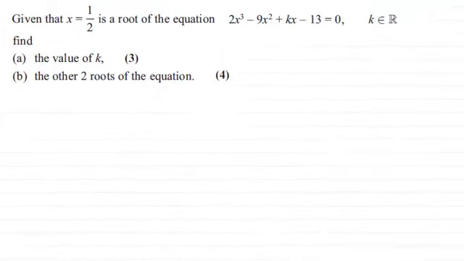Hi. Now, for this question, we're given that x equals a half is a root of the equation 2x cubed minus 9x squared plus kx minus 13 equals 0, where k is any real number. And we've got to find, in part A, the value of k for 3 marks, and then go on in part B to find the other two roots of the equation for 4 marks.